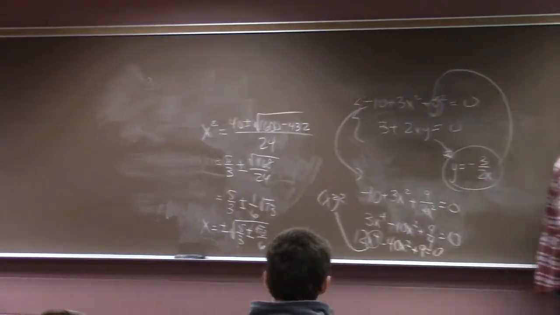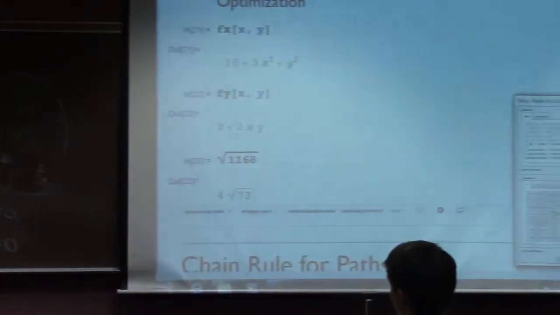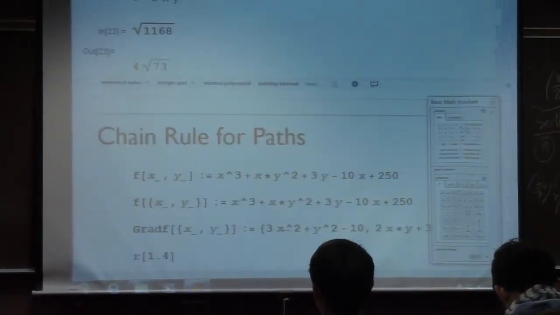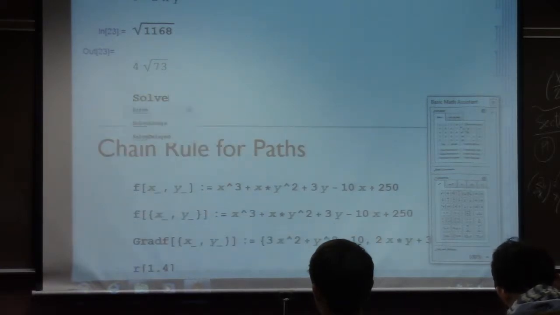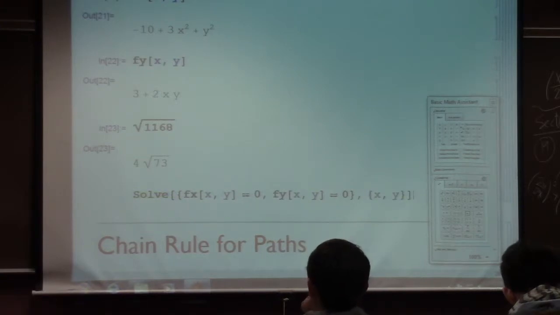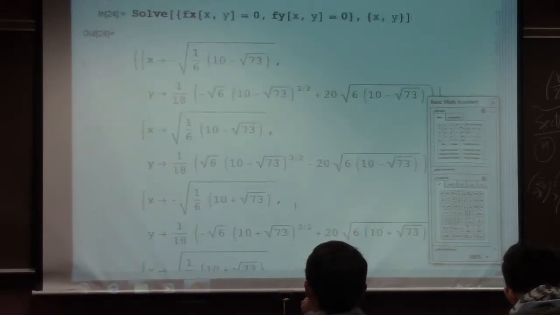Let's confirm it using Solve, and NSolve to get the numerical approximations. Solve is actually going to produce some pretty complicated looking things here. Solve the system of equations Fx equals 0, I need double equal signs, Fy equals 0, solve that for x and y. It ends up being pretty complicated looking, but I do see some promising things in here. For example, I see a square root of 73 over 6. I see a 10/6, which is the same as 5/3.